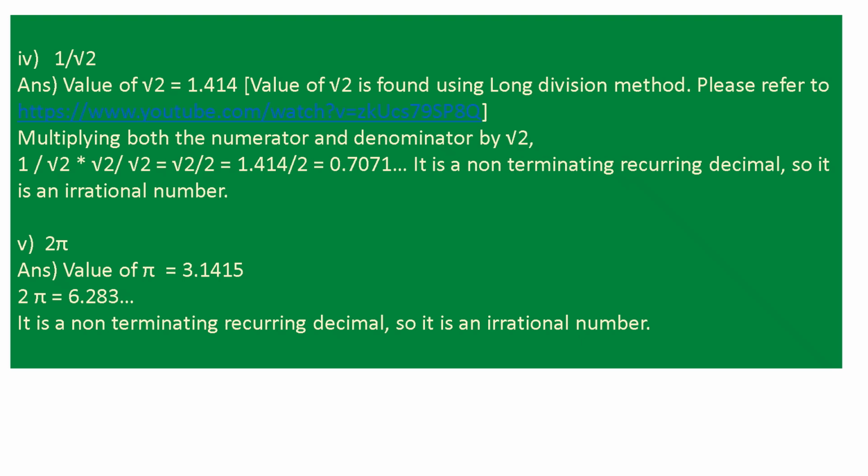Next sum: how do we find the value of 2 pi? The value of pi, as you can see, is 3.1415. Now 2 pi is just twice of it. It is once again a non-terminating non-recurring decimal. So it is an irrational number.